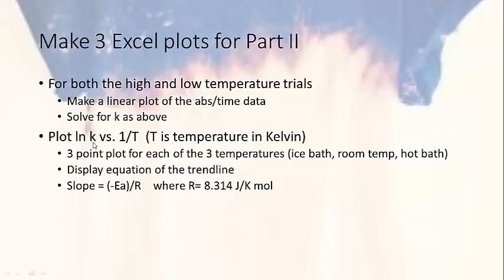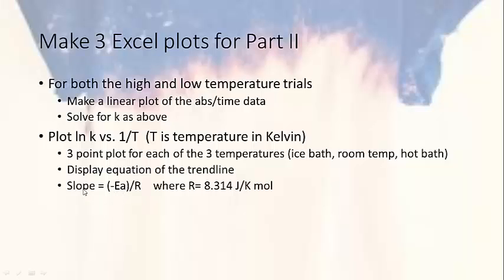You will take the log of those Ks, so you have 3 log of Ks versus 1 over the temperature in Kelvin, and you will plot log of K versus 1 over temperature, and you'll get a 3-point plot for each of these three temperatures. Again, you will display an equation of the trend line. This should be linear. The slope now will be negative activation energy over R, where R is 8.314 joules per Kelvin mole. Solve for the activation energy.